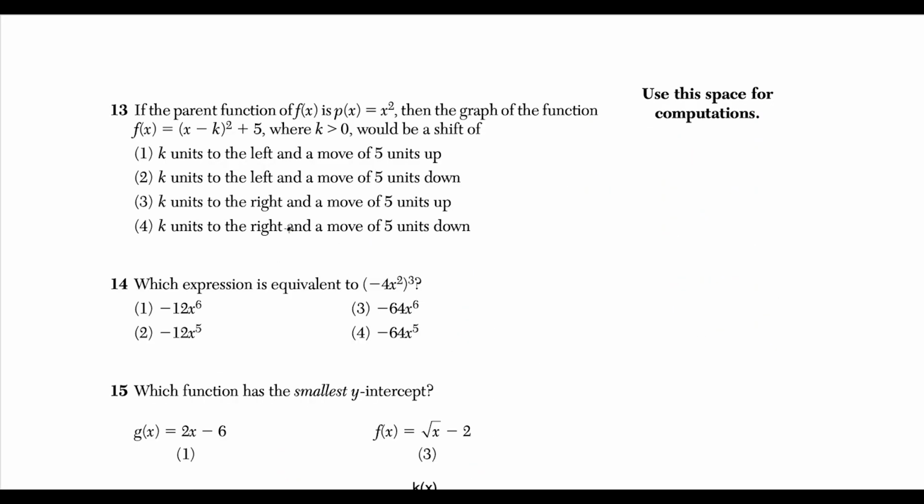For question 13, if you don't have these rules memorized, you could always pick out a random value of k. So if we look here, let's say I let k equal 2. Then f of x would equal (x minus 2) squared plus 5. So what we're trying to look for here is what transformation occurs to p of x when we replace x with x minus k, and then we add 5 at the end. So once again, we're going to let k equal 2, and we'll investigate this in the calculator.